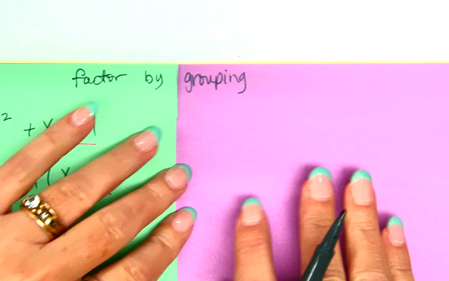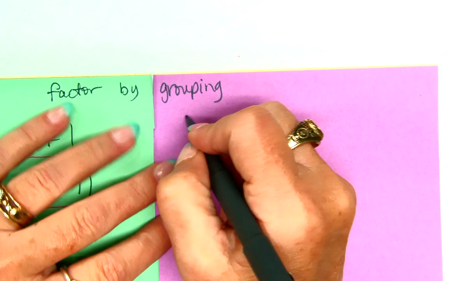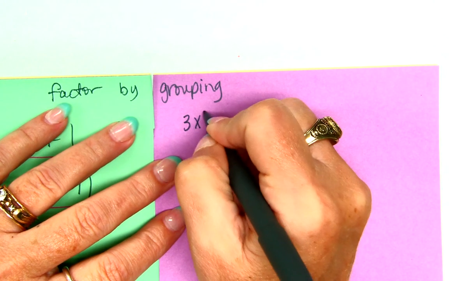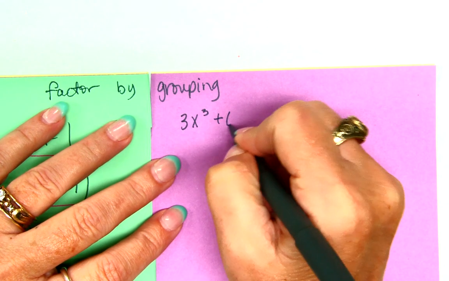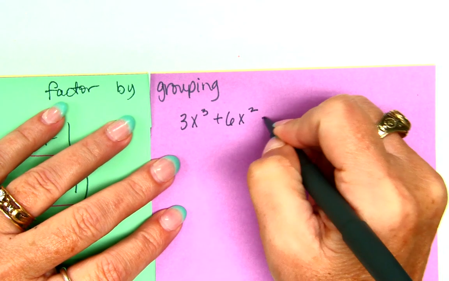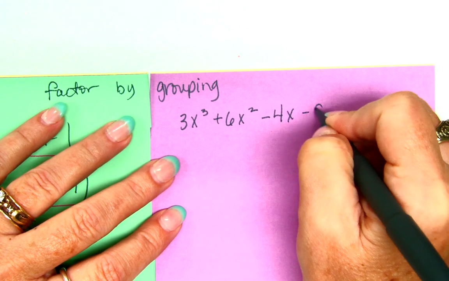Okay, let's go to this side and do 2 examples over here. 3x to the third plus 6x squared minus 4x minus 8.